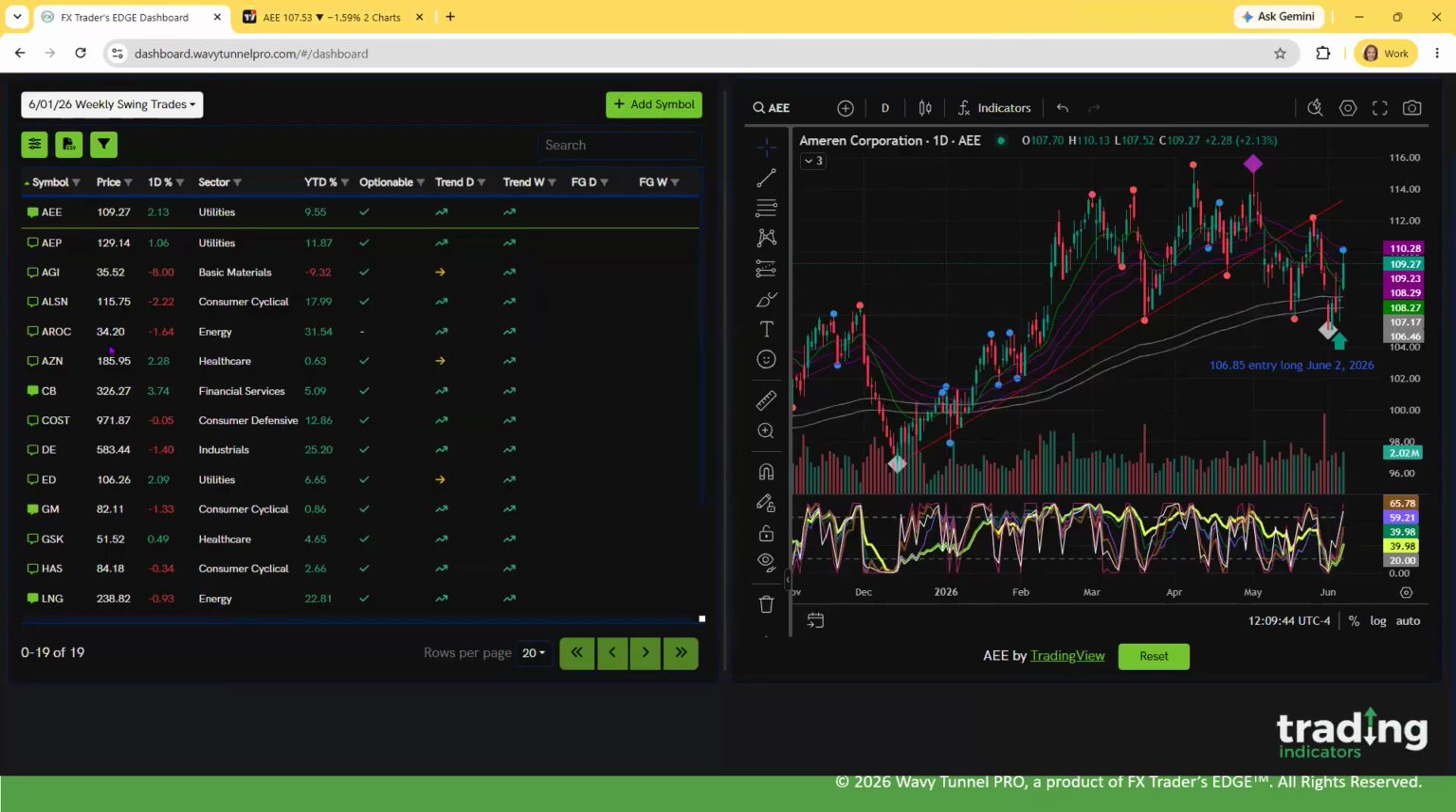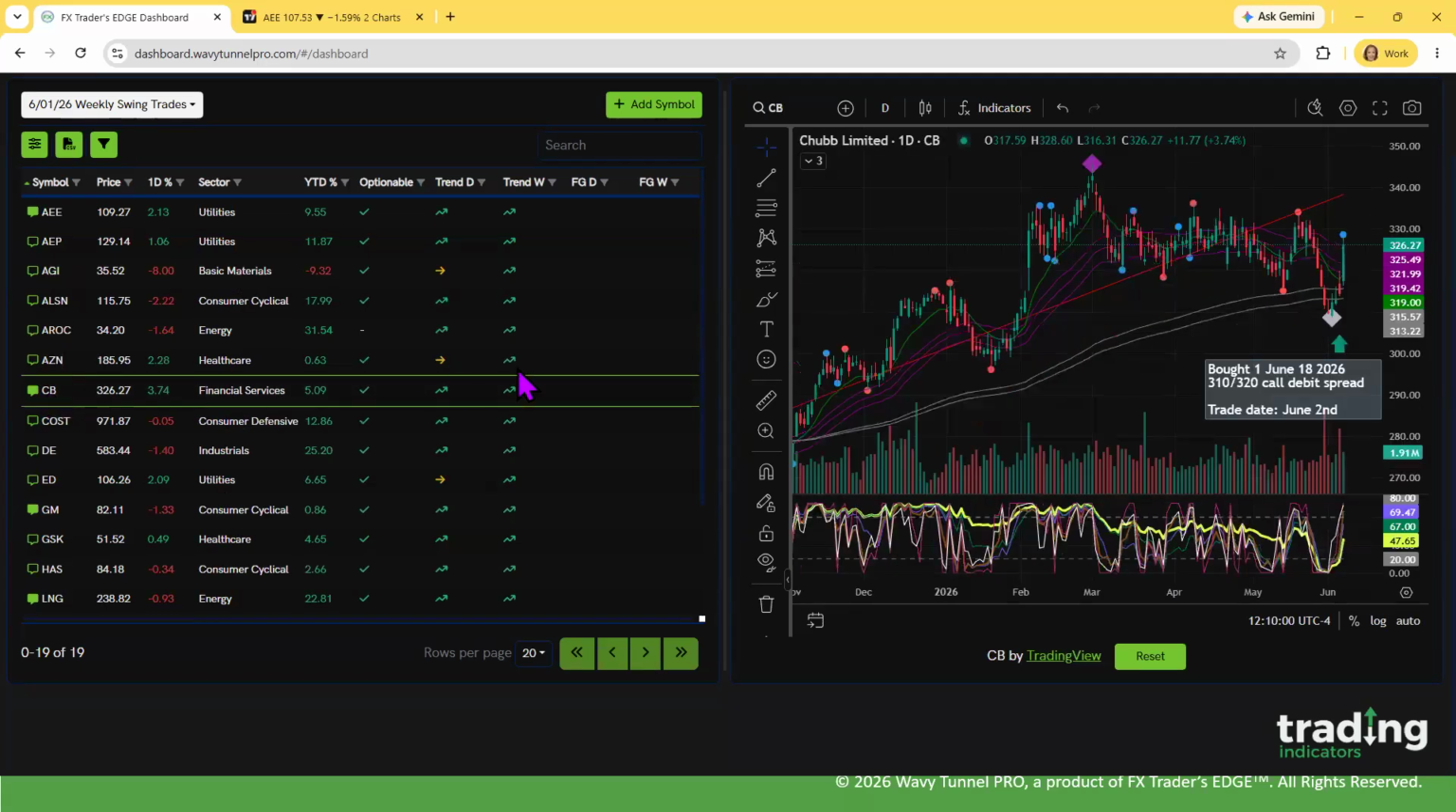The second trade that I took based on this watch list. So I showed you the routine: once you get the watch list, you have to go through each one individually and decide what you're going to do. The next one was Chubb Limited. For this one, I bought a June 18th, 310 to 320 call debit spread. Okay, a call debit spread.